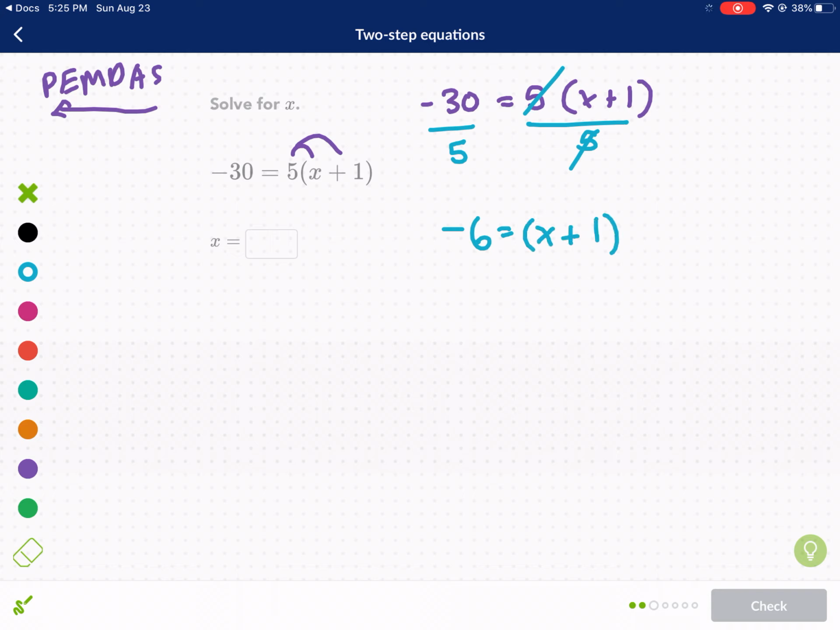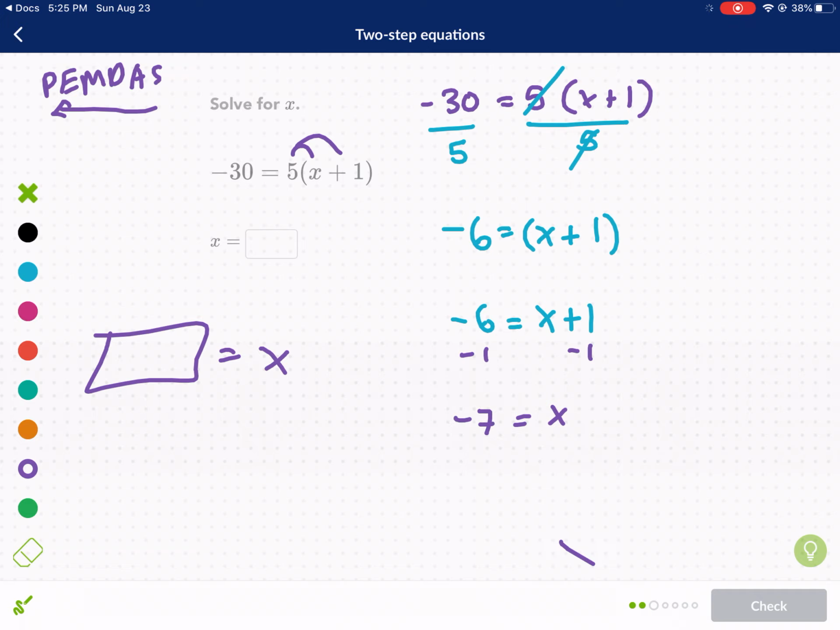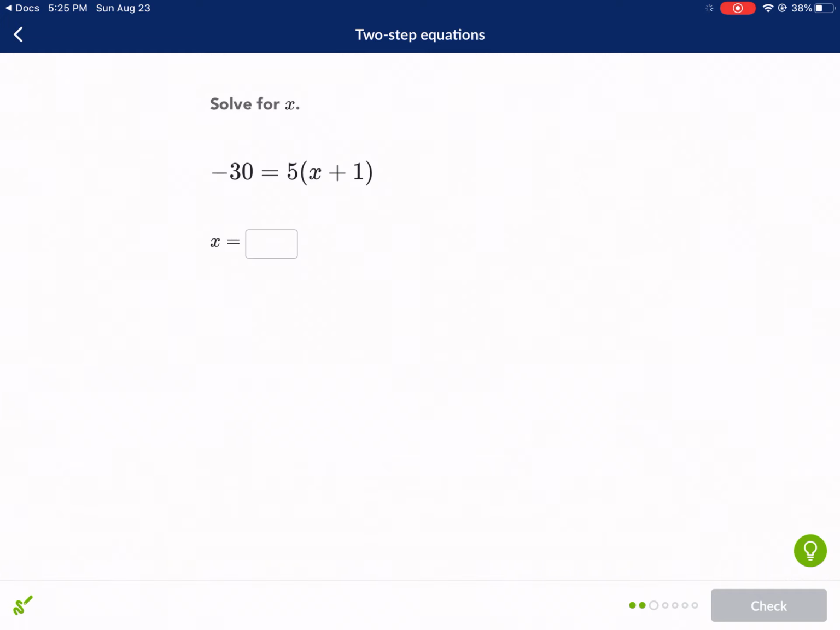Okay, technically this is in parentheses, but you can undo the parentheses if there's nothing outside of the parentheses. So we have negative 6. We're trying to get x by itself, so we want everything moved over to the other side, so x is by itself. So we need to subtract 1, and we get x equals negative 6 minus 1 is negative 7. There's our answer, negative 7.